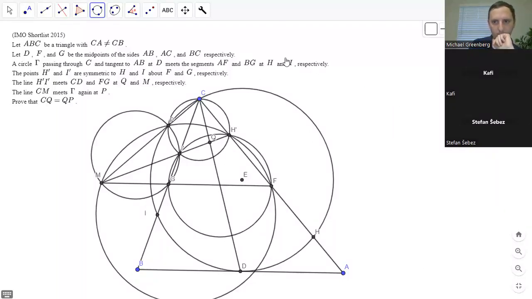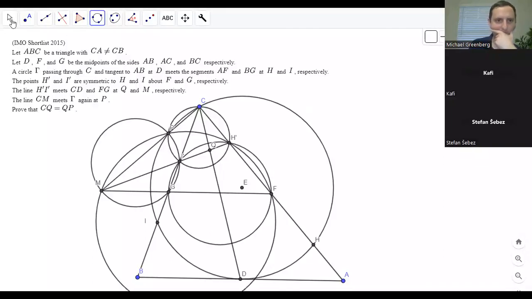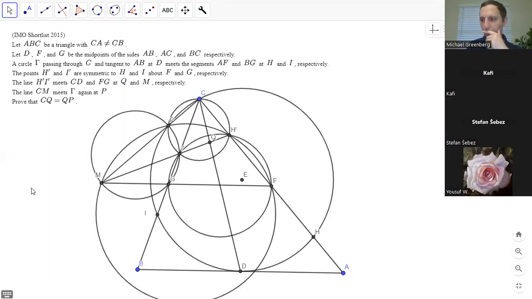All right, looks like Yusuf is back. All right. You found many cyclic quadrilaterals. Oh yeah, a lot of cyclic quadrilaterals. Did you prove that? Because I disconnected for a while. No, I didn't prove that they're cyclic. I just noticed it.